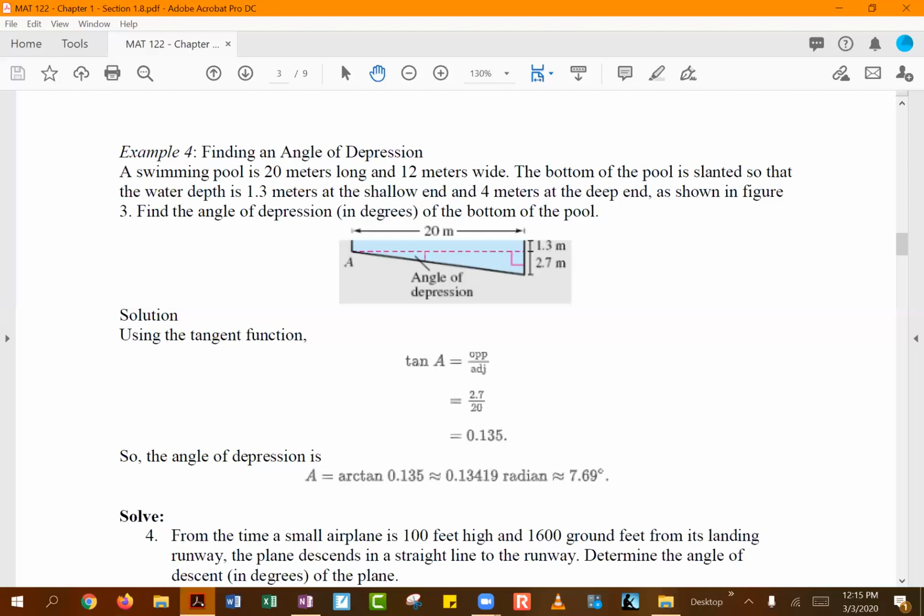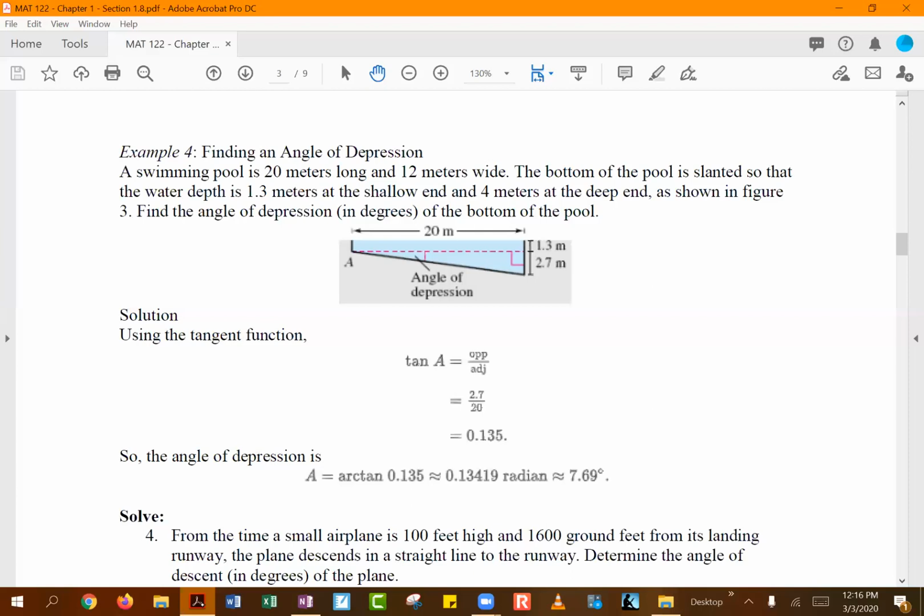But this time you're actually calculating A, the angle. So opposite over adjacent would be 2.7 over 20. As a decimal, you get 0.135. But since tangent of A equals 0.135, to get A by itself, you actually have to get rid of the tangent function, and what undoes tangent is arc tangent or tangent inverse, right? So that's why they're using arc tangent on 0.135 to give us the angle A, which by default, remember you always get radian answers. So you're getting in radian 0.13419 and then convert it to a degree to get 7.69.